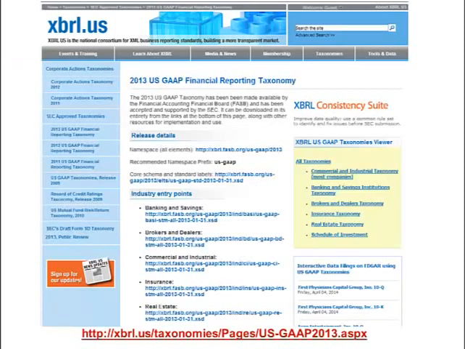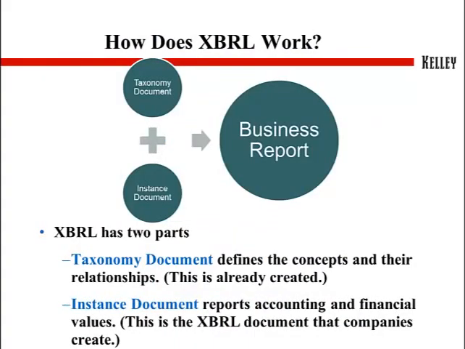This is a print screen of the taxonomies for U.S. GAAP for 2013, and this is from the xbrl.us website. In the middle of the print screen here, you can see that there are 5 main groups of taxonomies. There's banking and savings, brokers and dealers, commercial and industrial, which most companies fall in this group, insurance, and real estate. Well, let's go back to how does XBRL work.